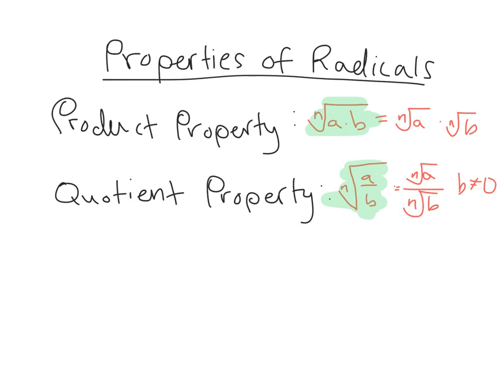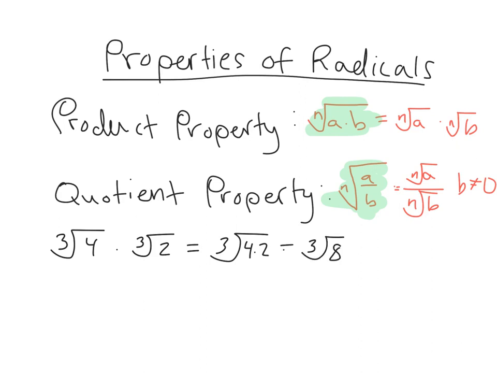Now, let's go ahead and take a look at some examples, though. So for the product property, say I had something like this. The cube root of 4 times the cube root of 2. The way you could rewrite that is all in the same root. You could say the cube root of 4 times 2, which would then be the cube root of 8, because 4 times 2 is 8, and then the cube root of 8 is just 2.